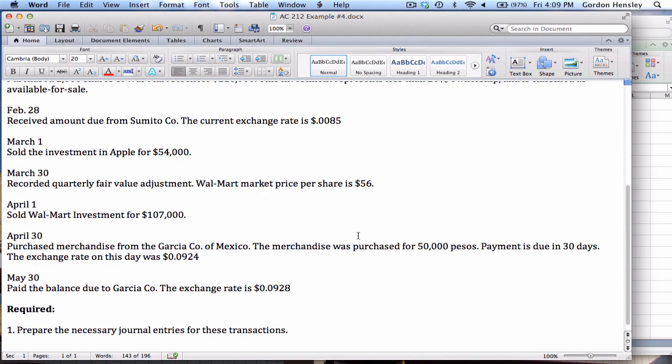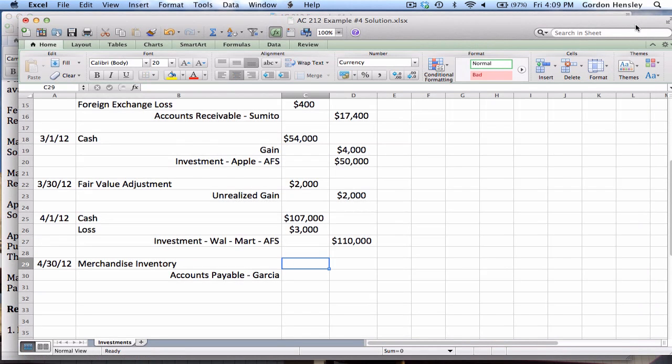Now, what is the price? 50,000 pesos. The exchange is 0.0924. So 50,000 pesos times 0.0924 means that in terms of the current exchange, 50,000 pesos, what would that be in dollars? Only 4,620. So I'll book that at 4,620.